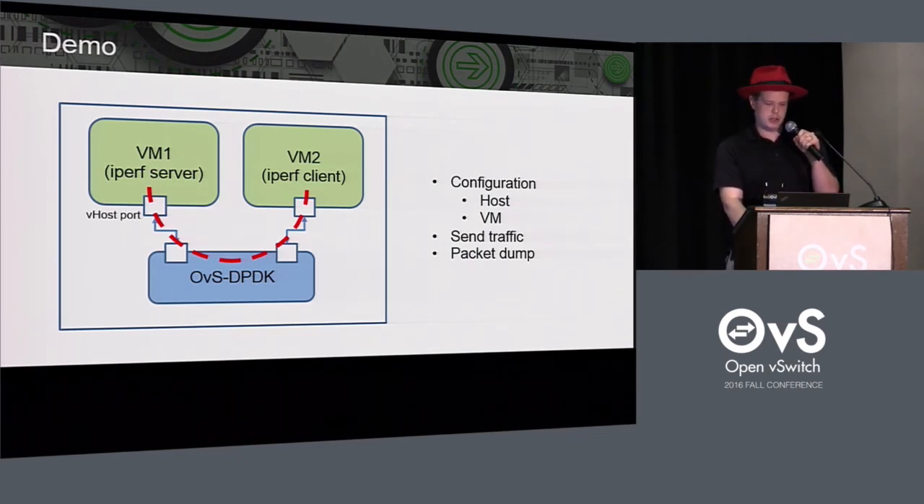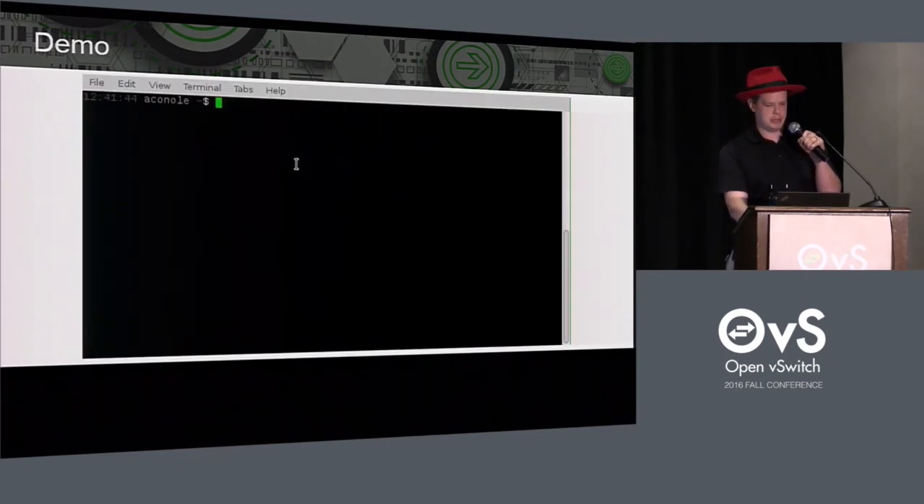I'll show configuration of the host, the VM. I'll send some traffic between the two VMs, and I'll do a quick packet dump. So the start, this is a freshly booted system. No configuration has been added to it or anything. So the first thing we would do is configure DPDK, or rather we would configure the host.